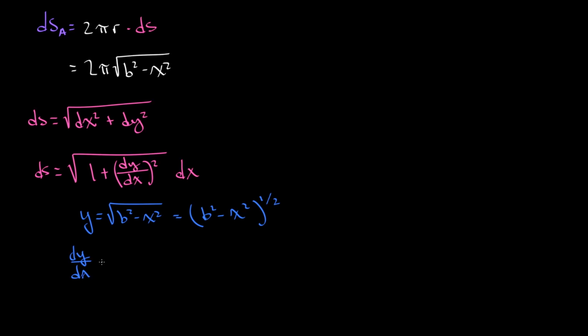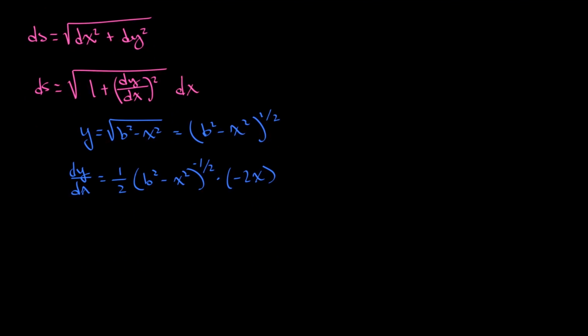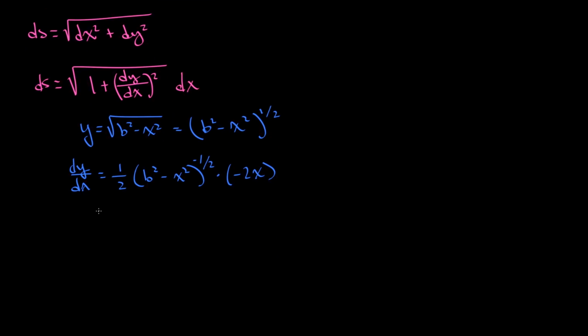So dy/dx is going to be equal to, using some power rule and some chain rule, what do we got going on here? We have 1/2 times (b squared minus x squared). Okay. And then we decrement that exponent. And then we have the derivative of the inside, which we're going to be multiplying by negative 2x. There we go. Negative 2x. And that's what we have for our derivative.